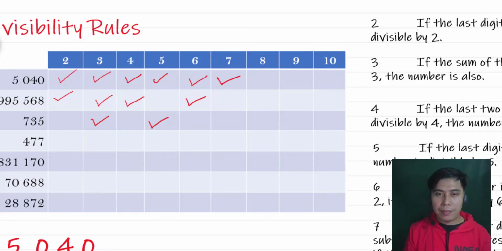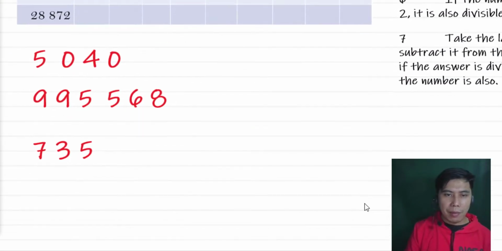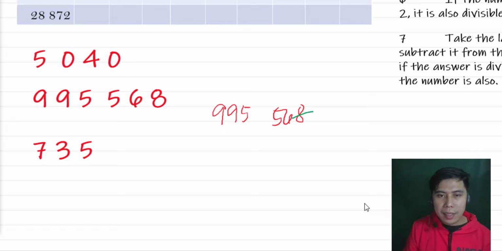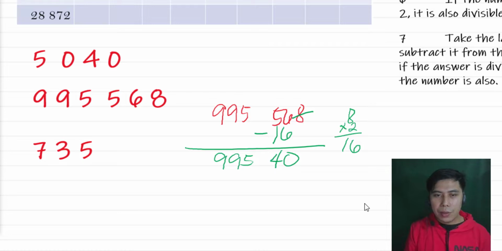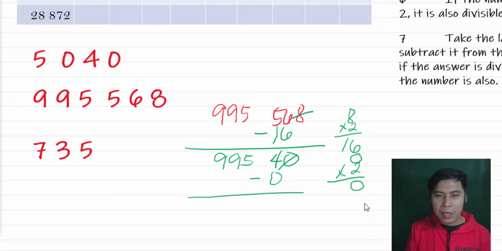Okay, let's have the next number, 995,568. Same process, we take out the last digit, that is 8, and we double it, we get 16, and we subtract 16 from the remaining digits. Then we get this number. So we do the process again, multiply it by 2, get 0, then we subtract it from the remaining digits. You can still repeat the process.